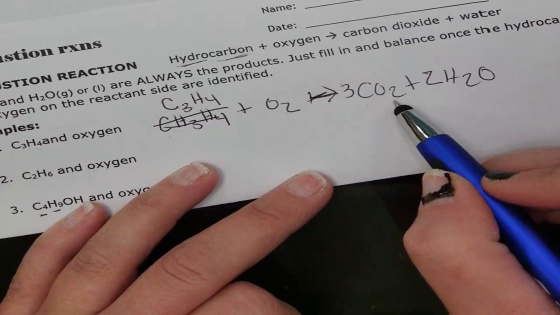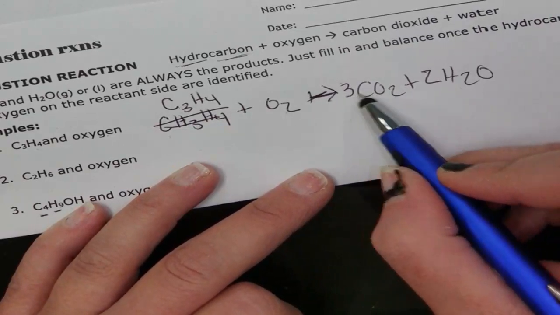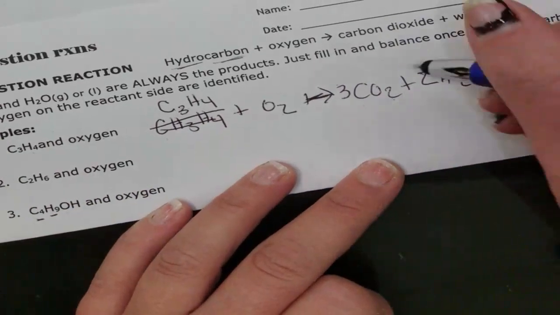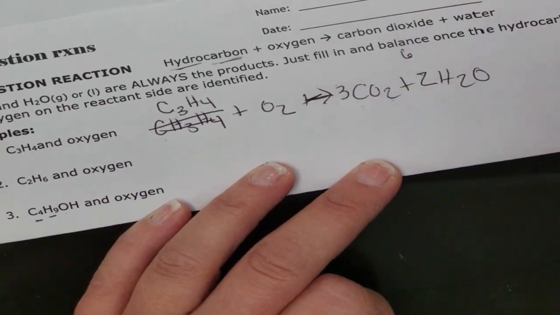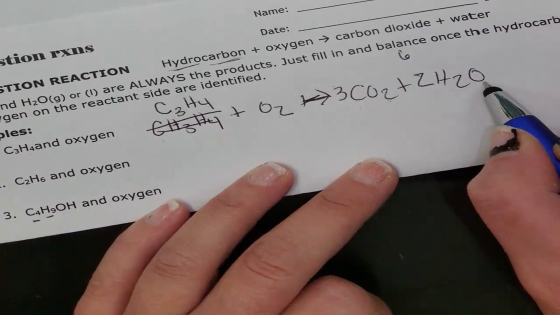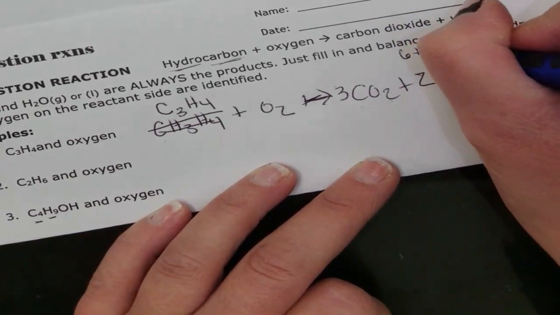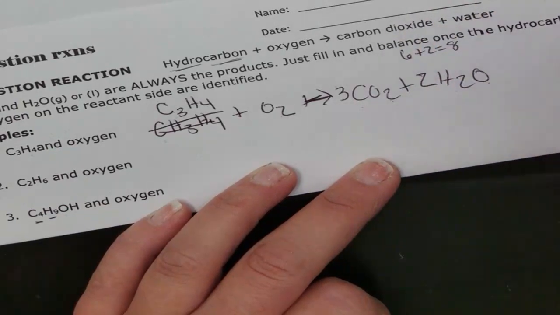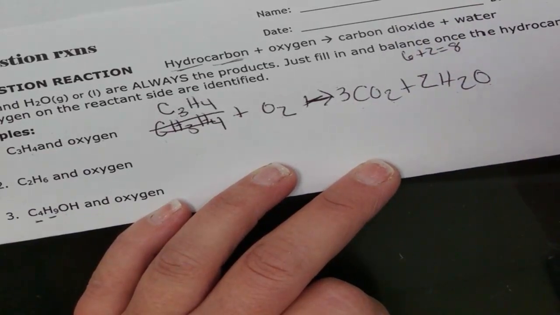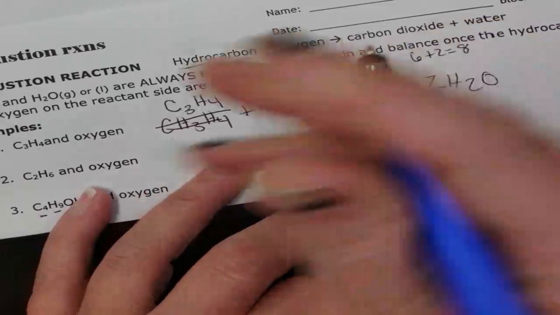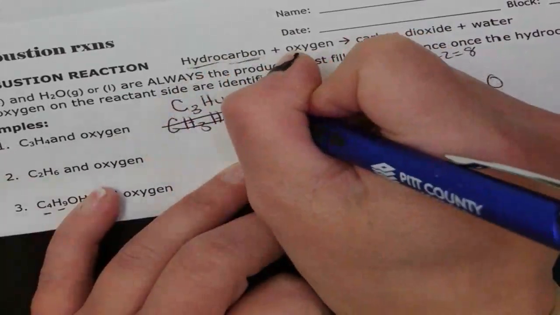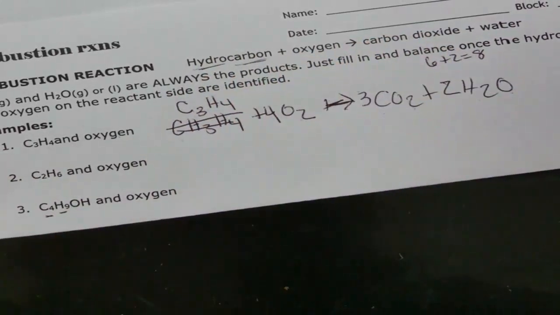Now let's look at my oxygens. 2 times 3 is 6. So I have 6 oxygens plus 1 times 2 is 2. So I have a total of 8 oxygens. So I'm going to put a 4 in front of this oxygen, and now I am balanced. So let's do us another problem.